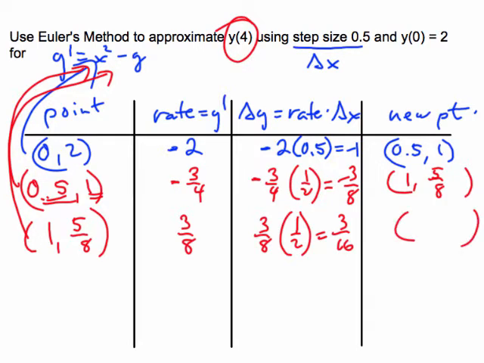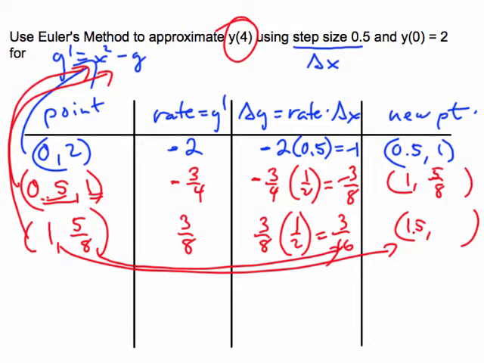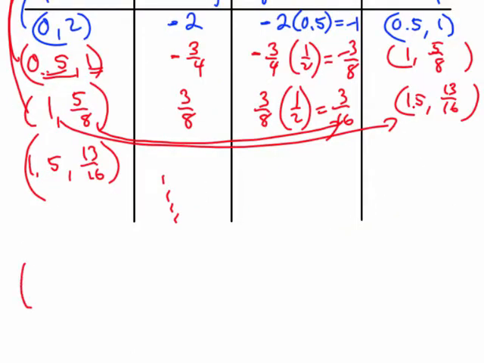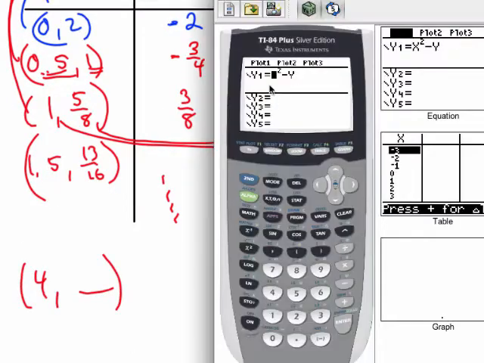And so our new estimate: increase x by a half, change y by 3/16. That would be 10/16 plus 3/16, 13/16. And that then becomes our next point. This process goes on and on until eventually we get down to (4, something). There are lots of programs out there that you can use.